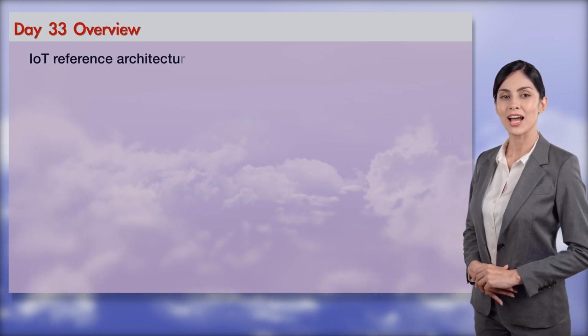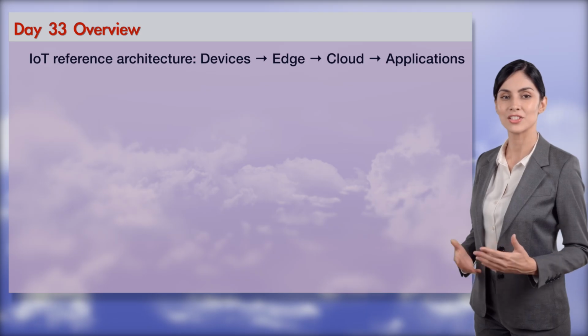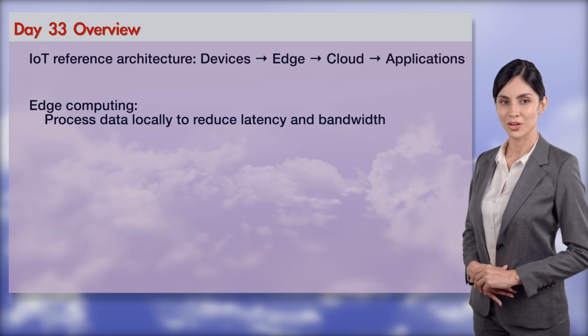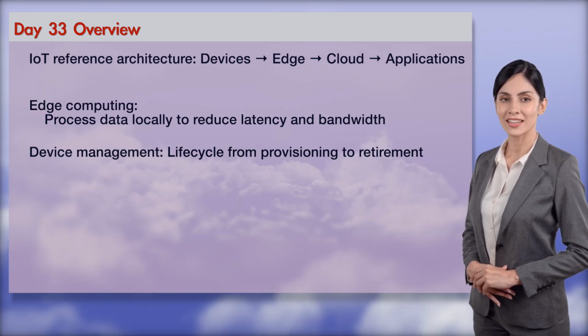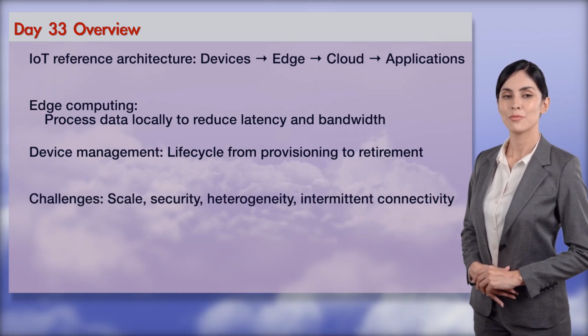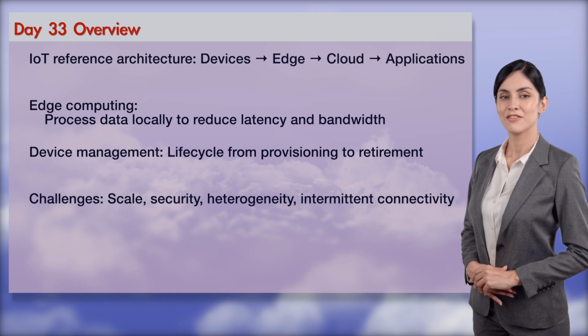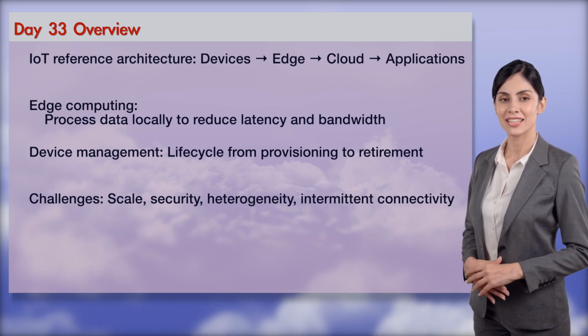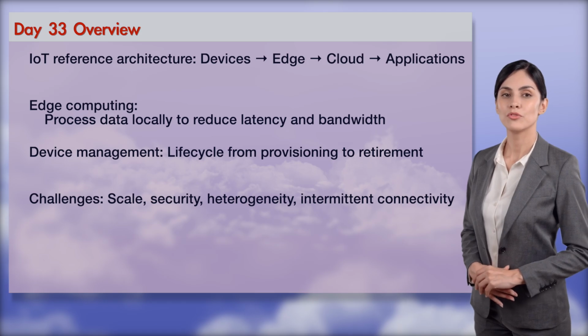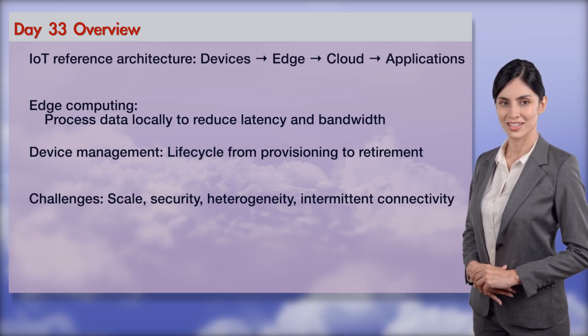We'll start with a standard IoT reference architecture that layers devices, edge gateways or nodes, cloud backend, and end-user applications. Edge computing is highlighted as the critical layer that processes data locally, filtering, aggregating, or making decisions before sending only essential information to the cloud, dramatically reducing latency and bandwidth usage while improving privacy and offline resilience.